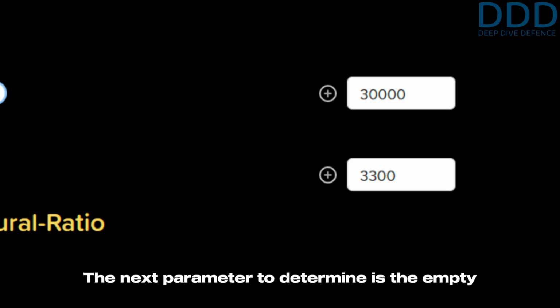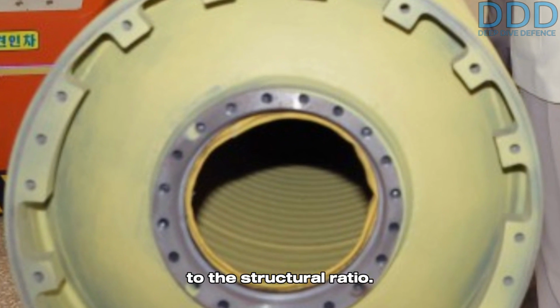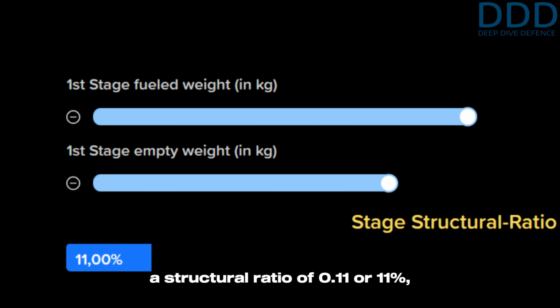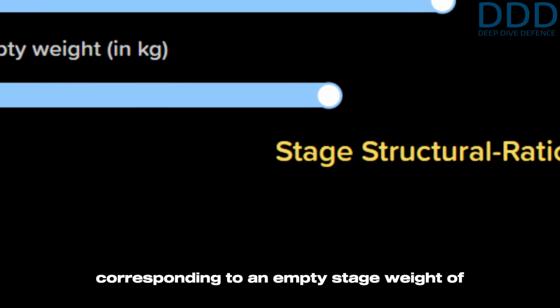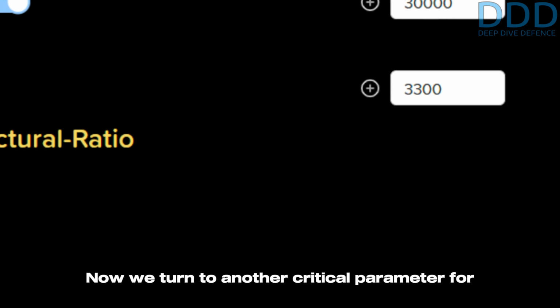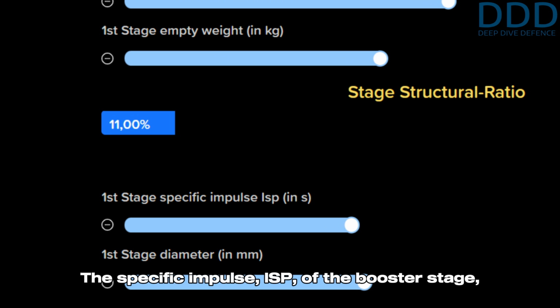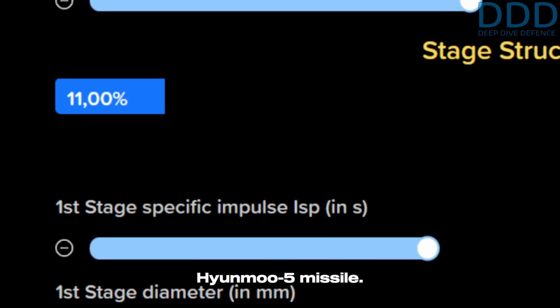The next parameter to determine is the empty weight of the stage, which is directly connected to the structural ratio. By incrementally increasing the empty weight, we achieve a structural ratio of 0.11, or 11%, corresponding to an empty stage weight of 3,300 kilograms. Now we turn to another critical parameter for our calculations, the specific impulse, ISP, of the booster stage, which is also the only stage in the Hyunmoo-5 missile.